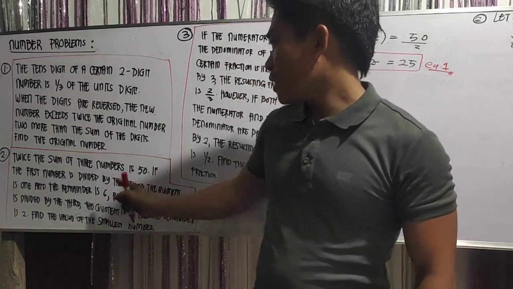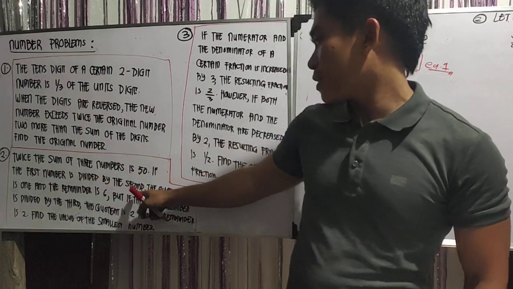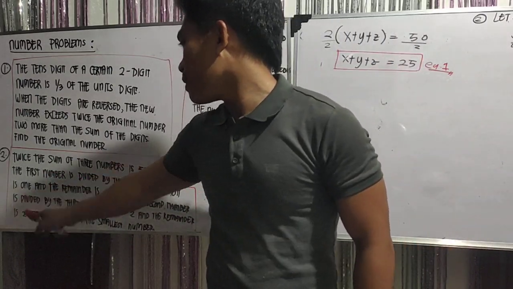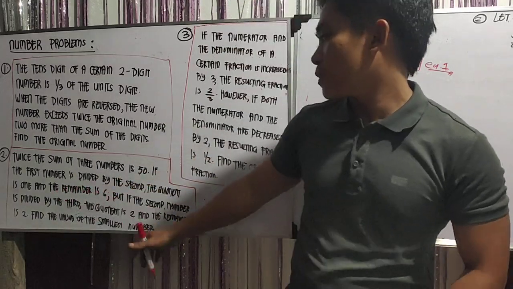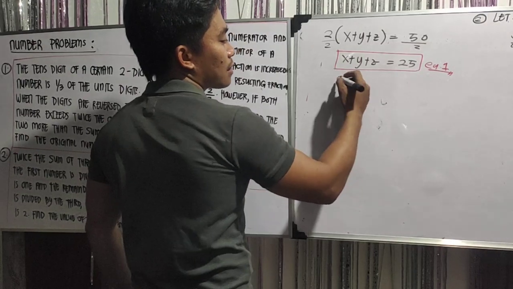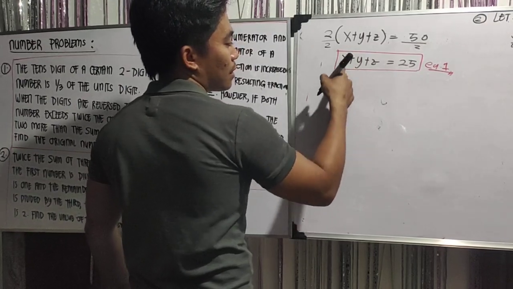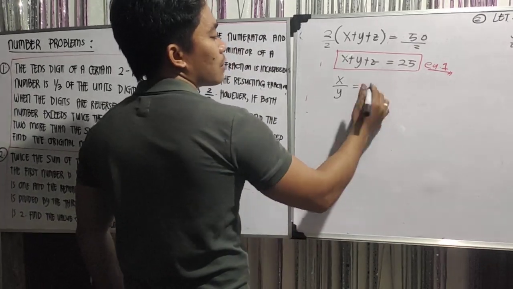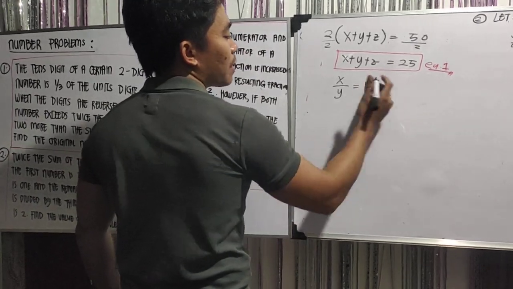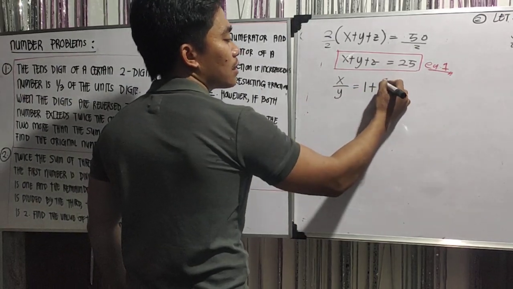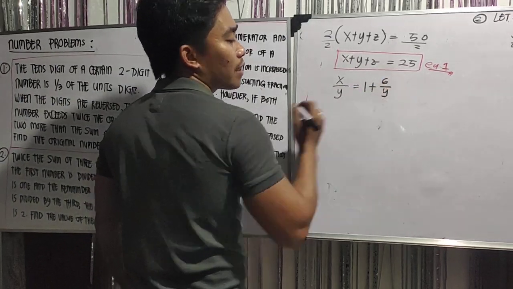So, what is that? If the first number is divided by the second, the quotient is 1 and the remainder is 6. So, if the first number, which is x, is divided by the second, the quotient daw is 1, but may remainder siya na 6. So yung remainder na yon, that is 6 actually over y.